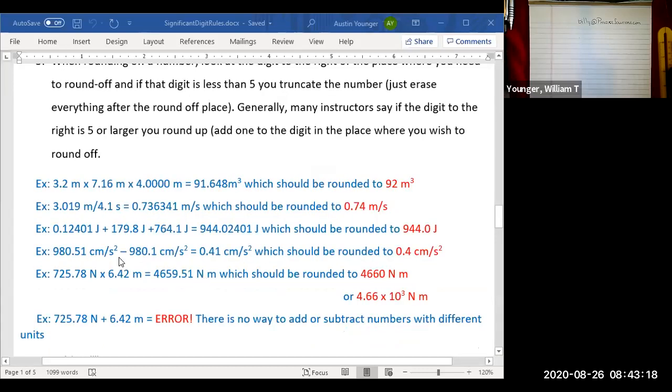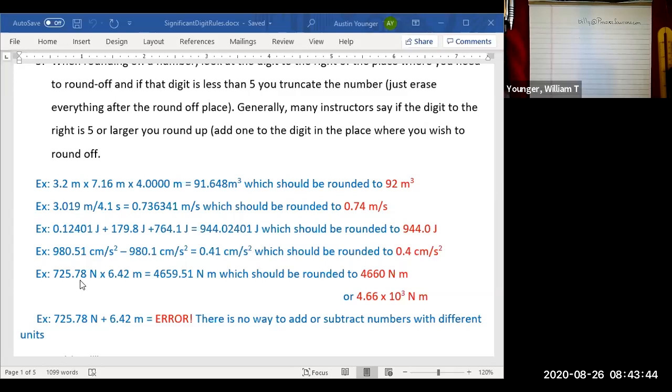980.51 centimeters per second squared minus 980.1 centimeters per second squared. Notice this one has 2 decimal places. This one only has 1. So I'm going to have to round it to 1 decimal place. The answer is actually 0.41 centimeters per second squared, but once I've rounded that, that's 0.4 centimeters per second squared. Notice again, the units matched when we subtracted. Whenever you add or subtract, the units must match.